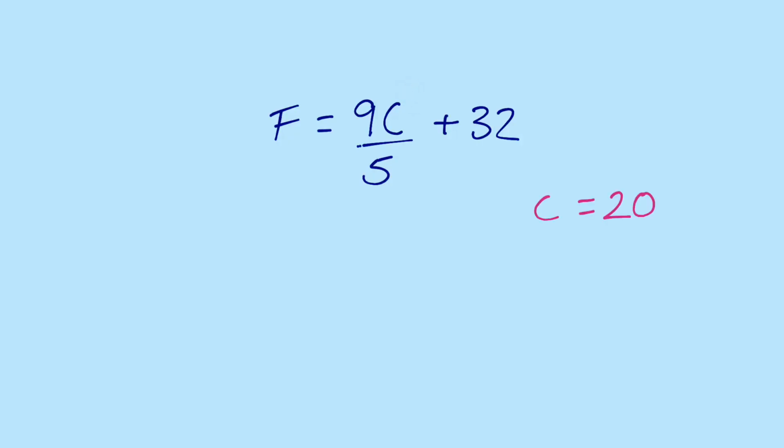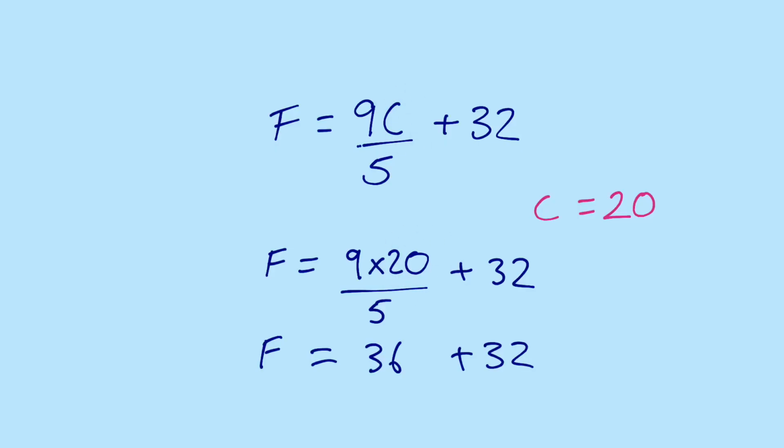So if you're given the value for Celsius as 20 degrees Celsius, you substitute into the formula here in place of the C, and you get 36 plus 32. Don't forget to do the multiplication division first, which gives us the final answer of 68. So when the temperature is 20 degrees in Celsius, in Fahrenheit it's 68.